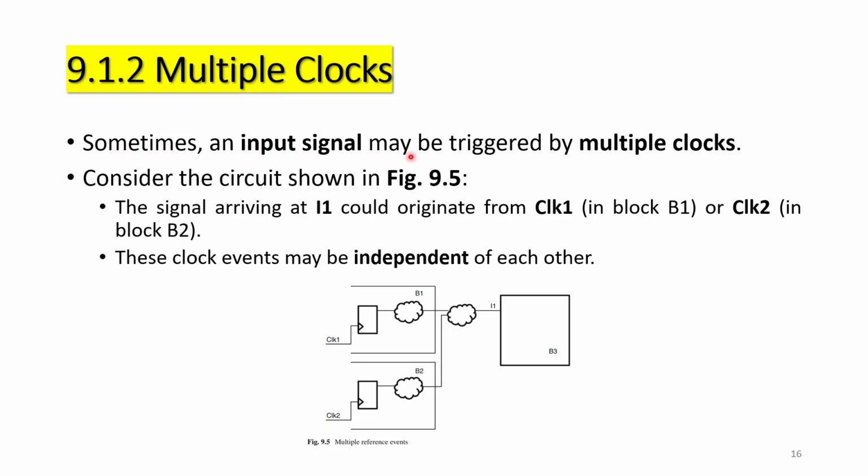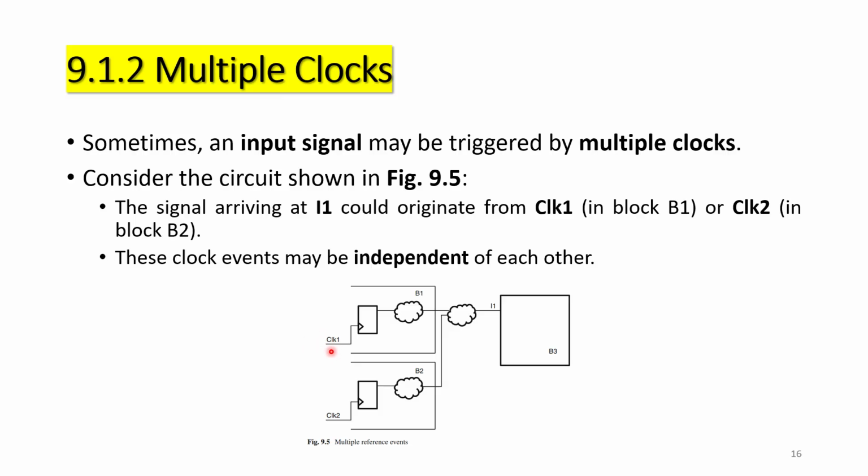That's why I have written this point. Sometimes an input signal may be triggered by multiple clocks. Consider the circuit shown in figure 9.5. So it is multiple reference events. The signal arriving at I1 could originate from clock 1 in block B1 or clock 2 in block B2. So it can be from this block or else from this block. These clock events may be independent of each other. Why? Because here we are using two different clocks. So it has two different clock domains, so they are not synchronous.